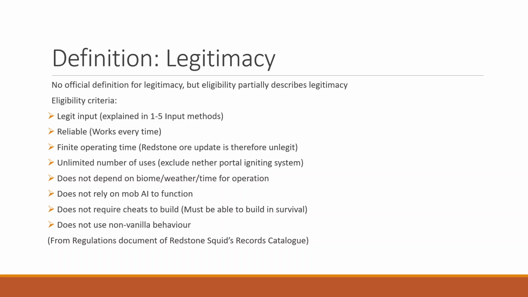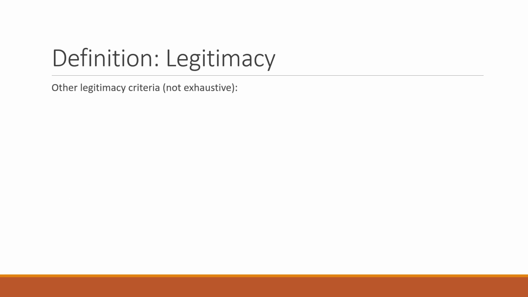All of these are just from the regulations documents, and I've just summarized it into point forms for easy understanding. There are also some parts of legitimacy that are not in the eligibility criteria, but I would include them here because I think these are also quite important. One is that there are no obstructing hitboxes in the hallway.